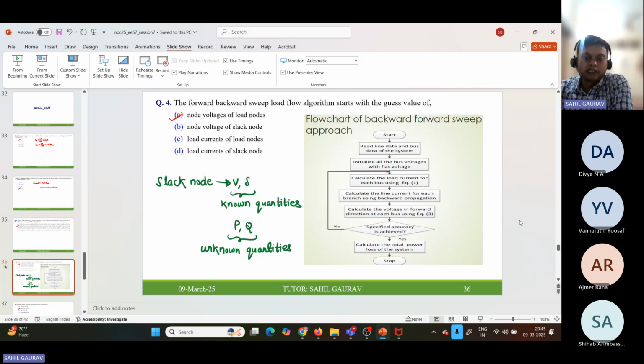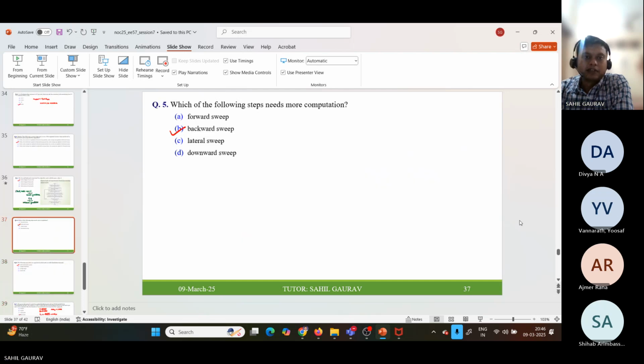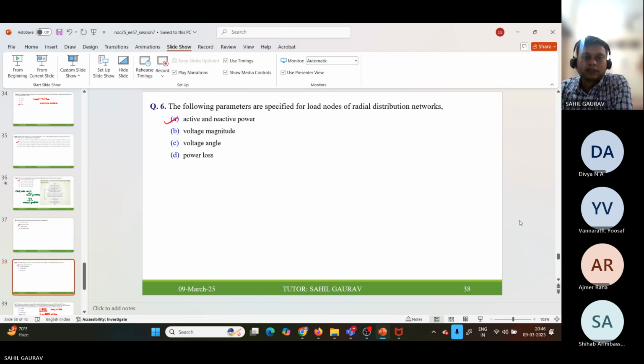For load nodes it is not provided, so we have to take the initial guess. For the slack node, it is already known. For load nodes, P and Q are known quantities, and V and delta we have to determine, so first we have to take some initial guess. Which of the following steps needs more computation? Backward sweep needs more computation than forward sweep. What parameters are specified for load nodes? Active and reactive power.